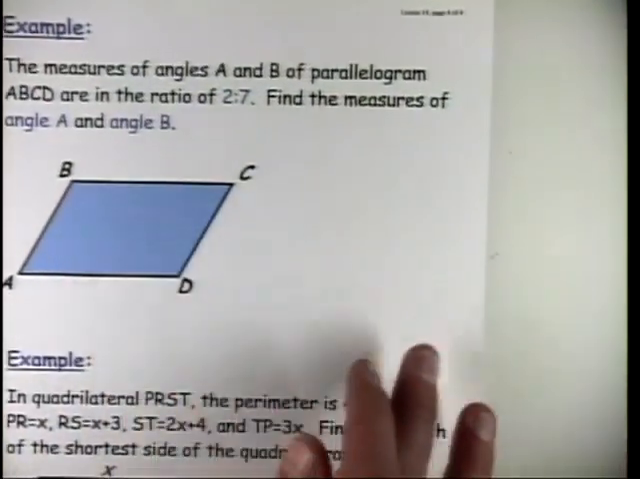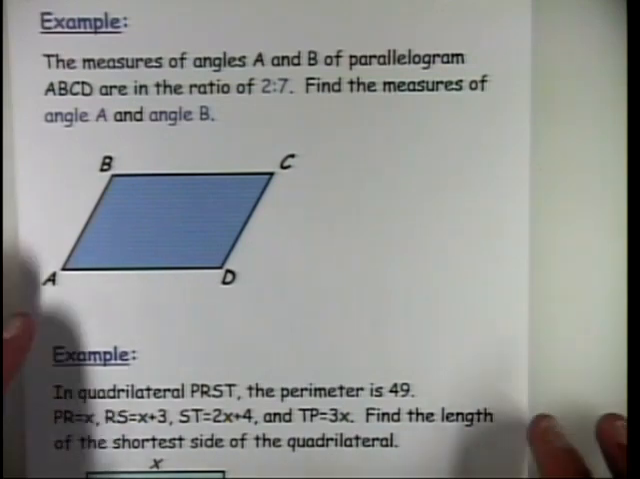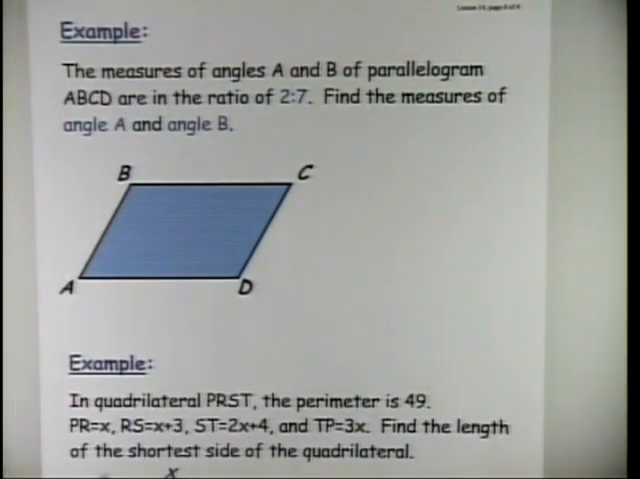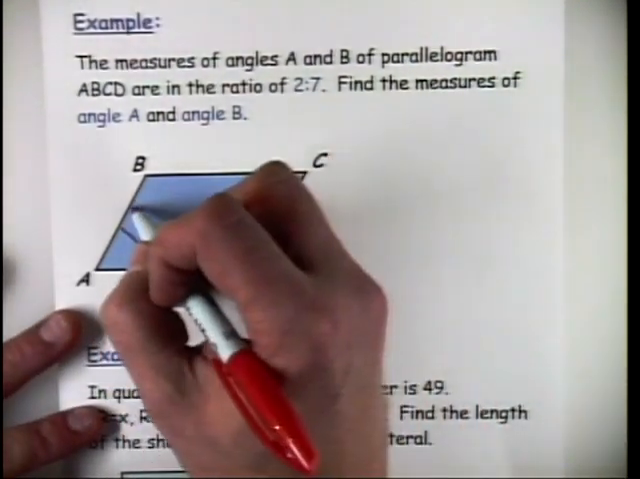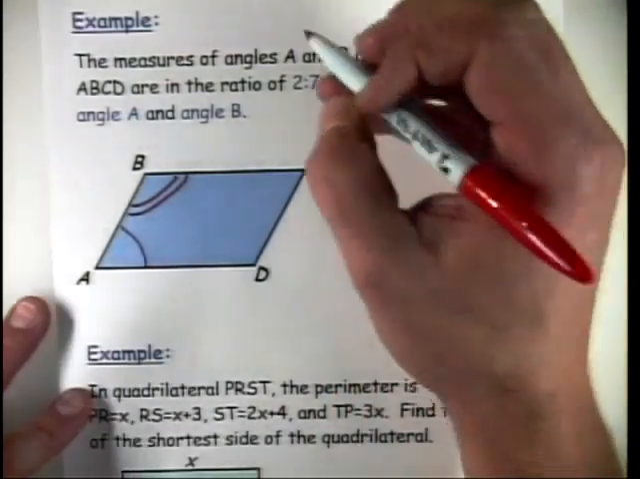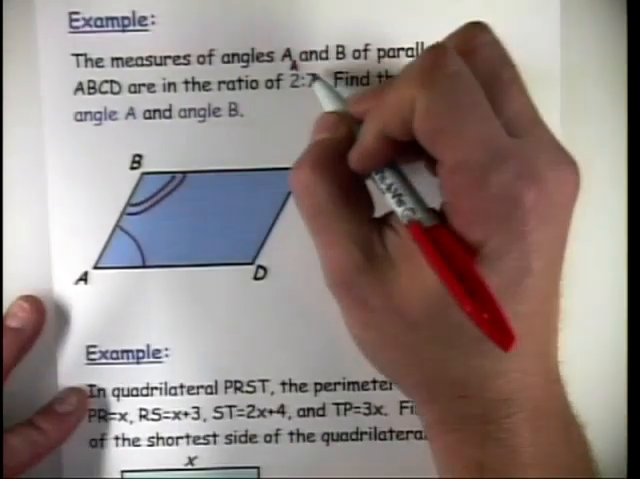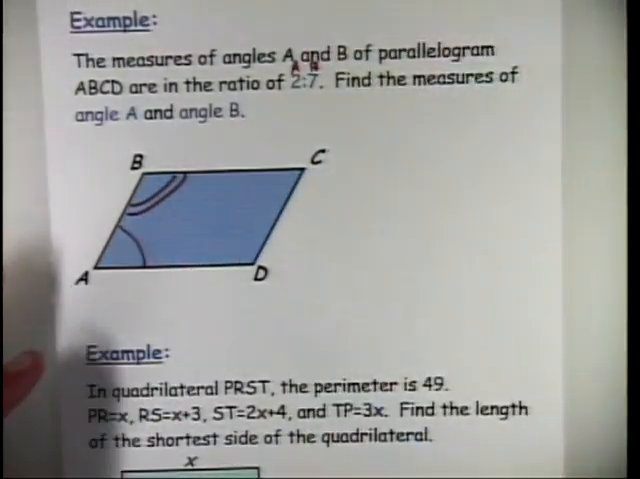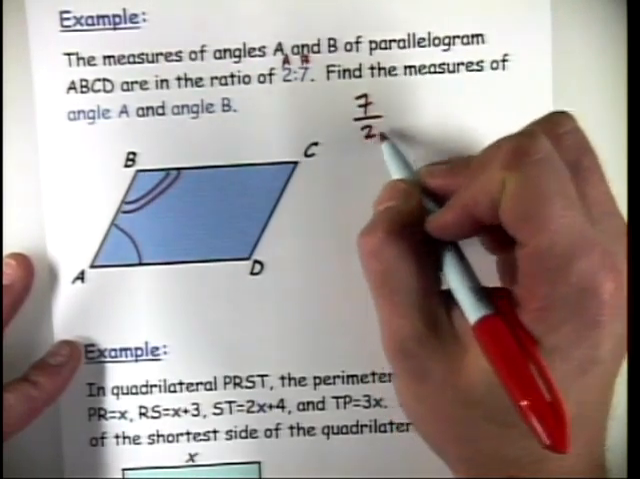All right, here's another nice example. The measures of angle A and B in a parallelogram ABCD are in the ratio of 2 to 7. Okay? Find the measures of angle A and angle B. Well, what does it mean to be in a ratio of 2 to 7? We can assume that 2 to 7 means angle A is in proportion to angle B by a ratio of 2 to 7.